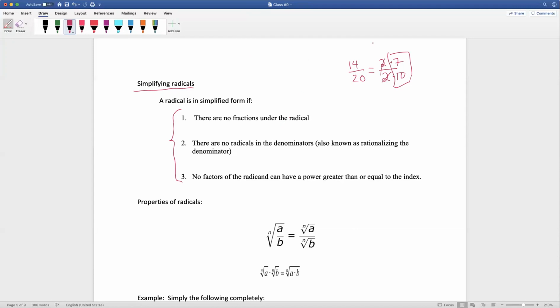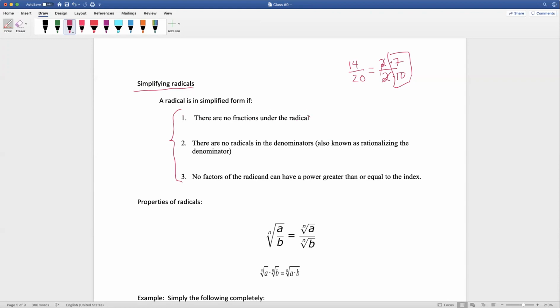With fractions, we just have one thing that we're looking for when we talk about simplifying them completely. In radicals, we have three things we're looking for when we talk about simplifying them completely. So we're going to talk about 1 and 2, and then we're going to spend a lot of time talking about number 3.